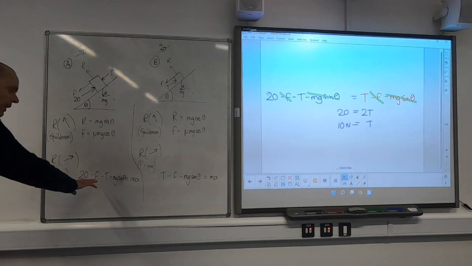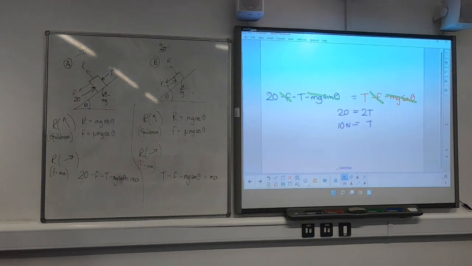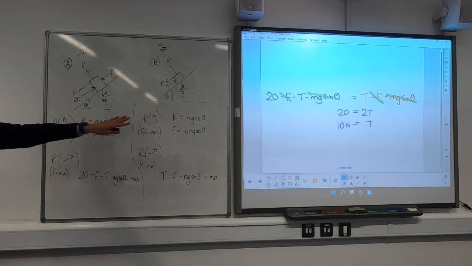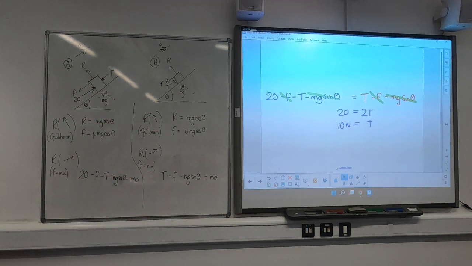You could have done it by rearranging both equations to say T equals, which would have given you F, but that wouldn't have been helpful. You could have rearranged them both to say F equals, but this seems to be the easiest way. So actually, this was unnecessary. But we didn't know that when we started, so it doesn't matter.